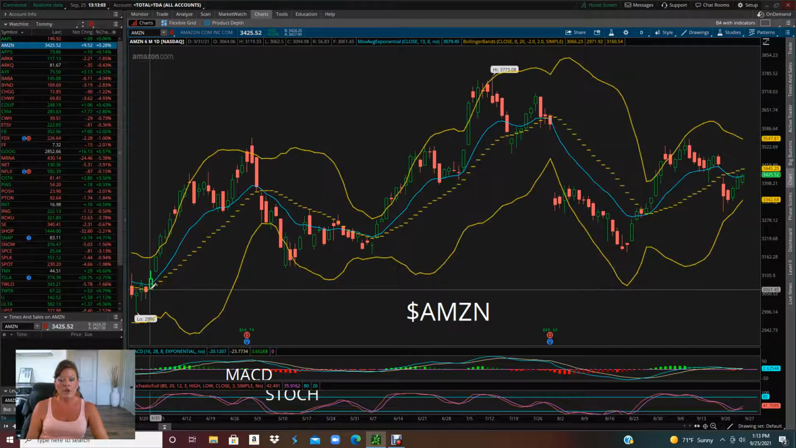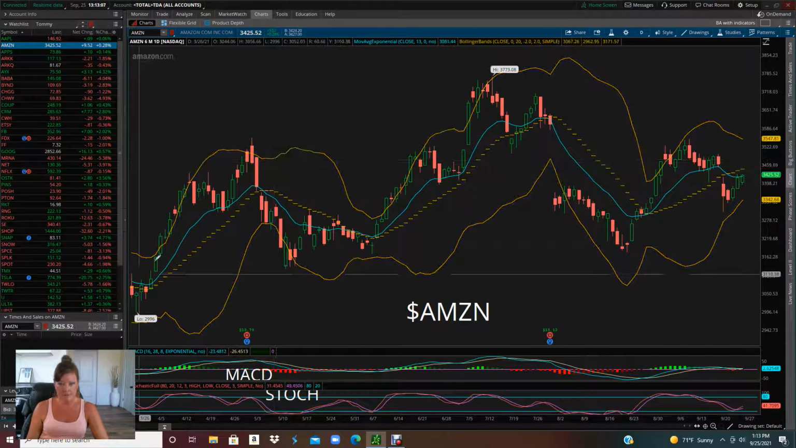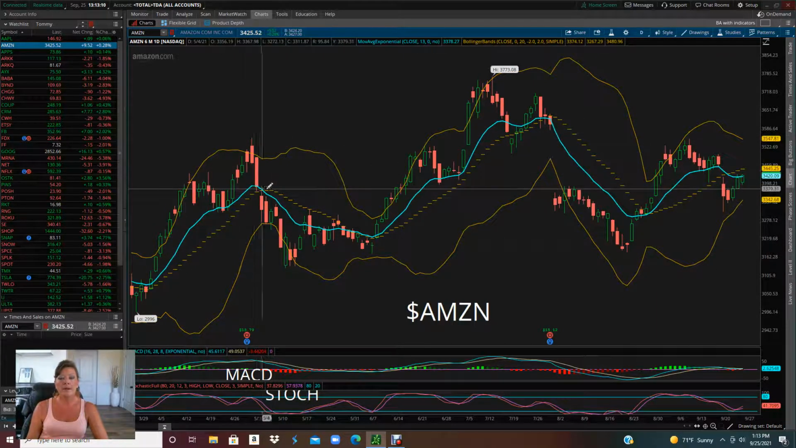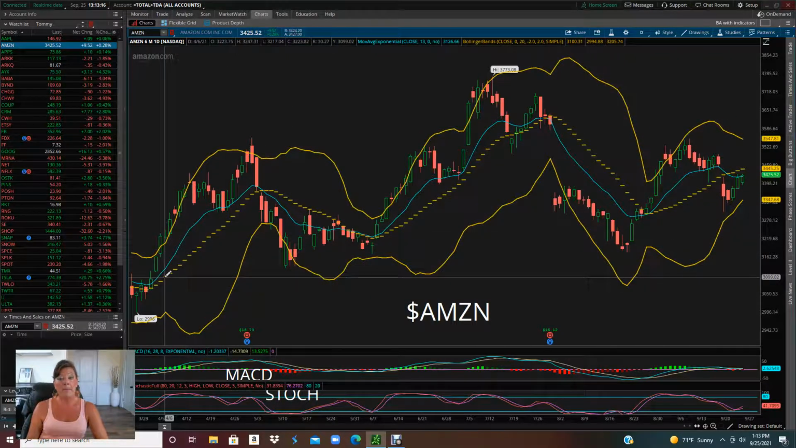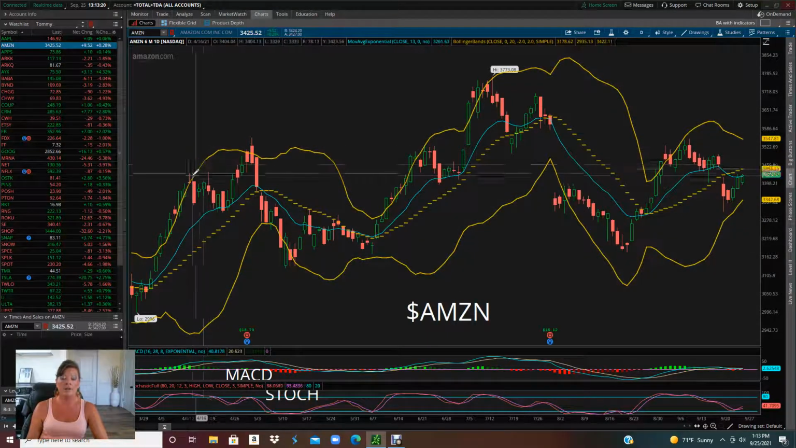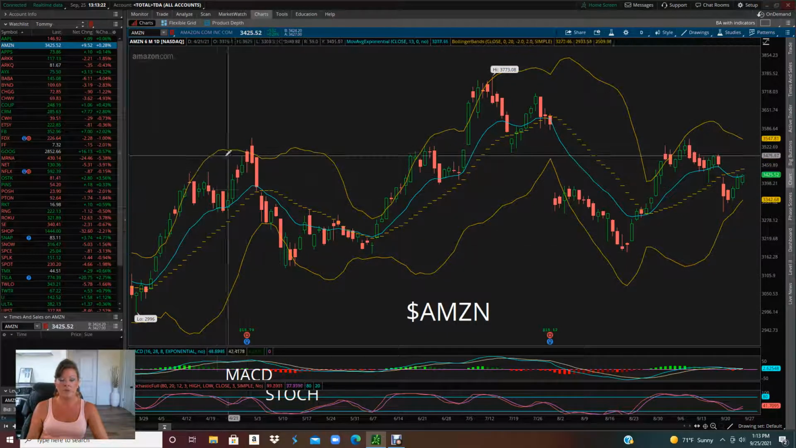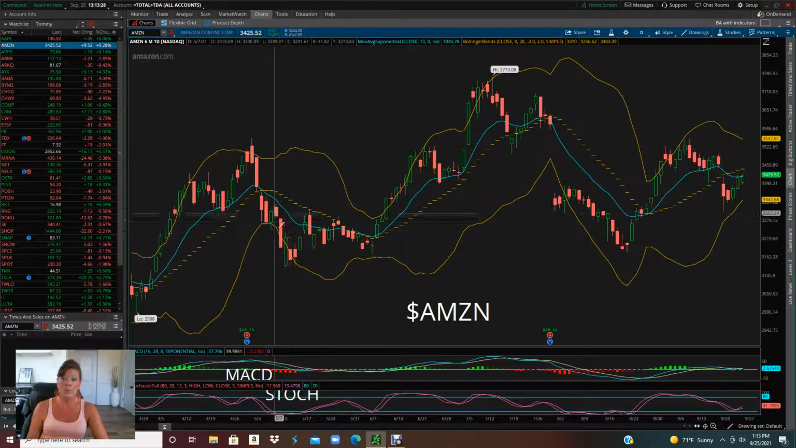Also, when price is above the mid Bollinger Band, it's more bullish. Price is allowed to go up. When price is below the mid Bollinger Band, price is more bearish. It's allowed to go down. When price is above the mid Bollinger Band, pay attention to the upper Bollinger Band. What is it doing? When price is below the mid Bollinger Band, that's when you pay attention to the lower Bollinger Band and what it's doing.